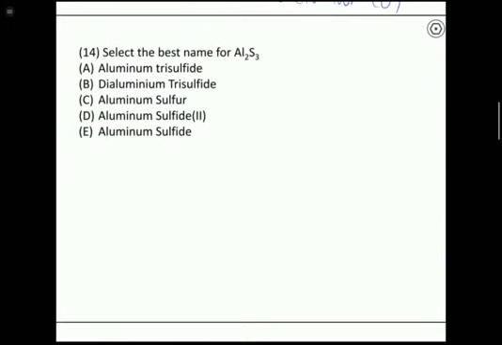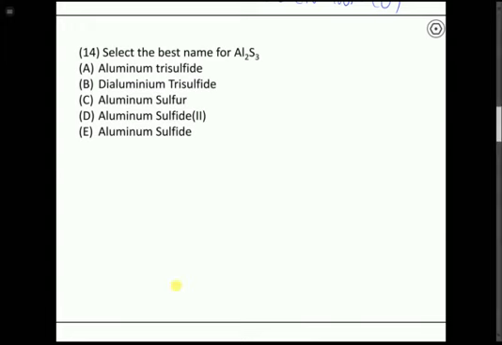So number 14 is a nomenclature question. So this one we're trying to find the best name for Al2S3. So when deciding how to name a compound, there's 2 basic sets of rules, one for ionic compounds, one for covalent compounds. We also learned acids. You'll want to review those as well. Those are a little bit different, but between ionic and covalent, we need to know the differences between how we name the compounds.